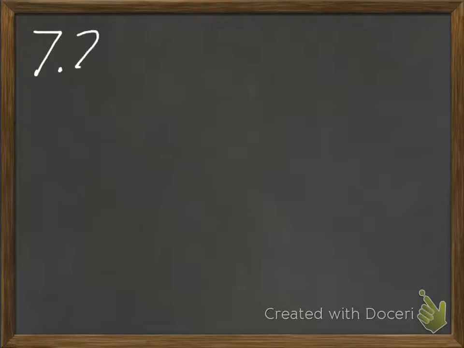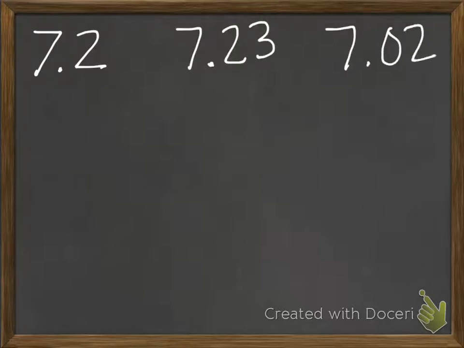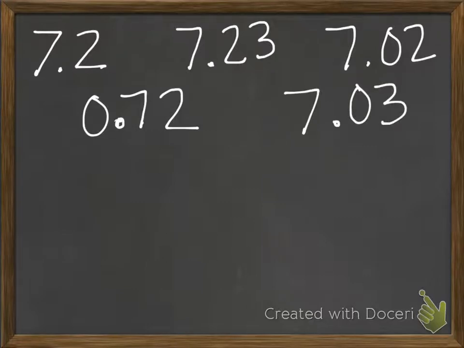7 2/10ths, 7 23/100ths, 7 2/100ths, 72/100ths, and 7 3/100ths. I'm going to give you a second. Please put these in order. Oh, sorry. Line these up first for me.